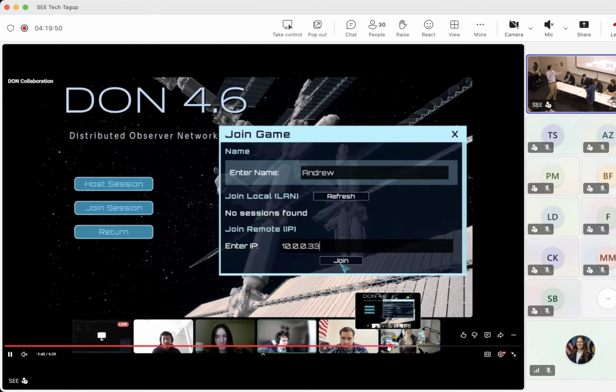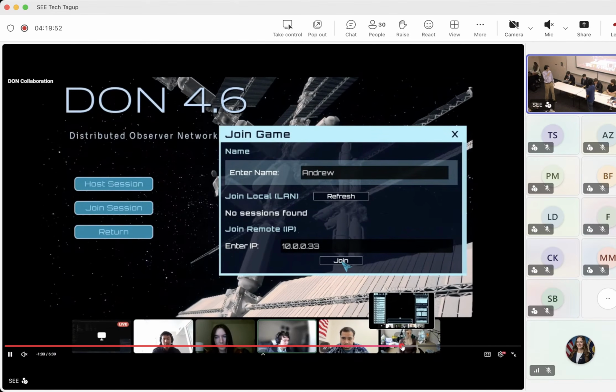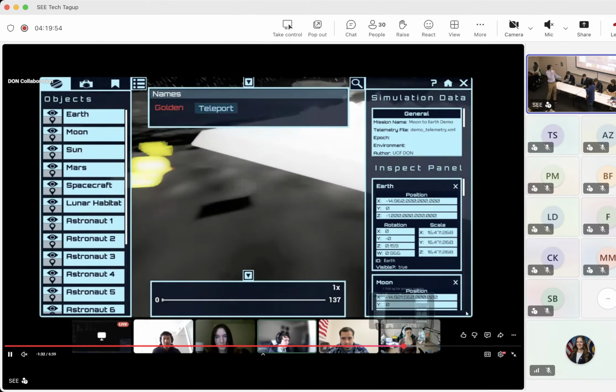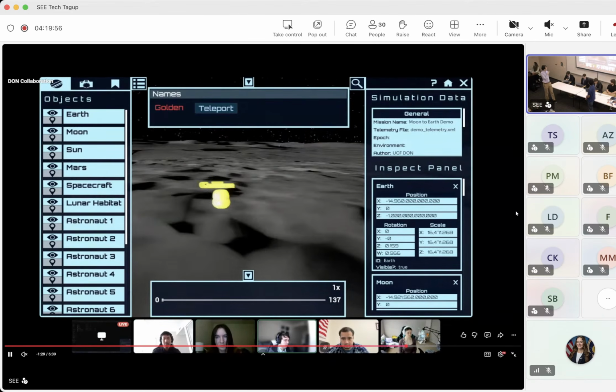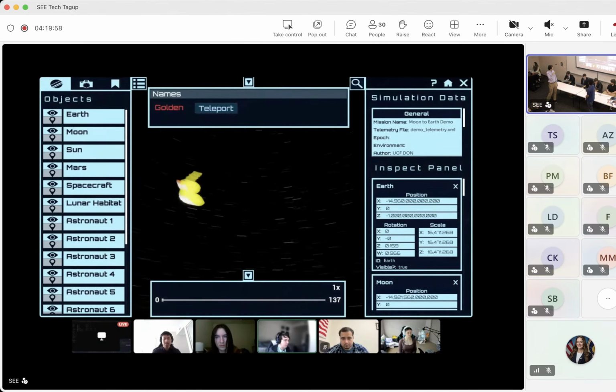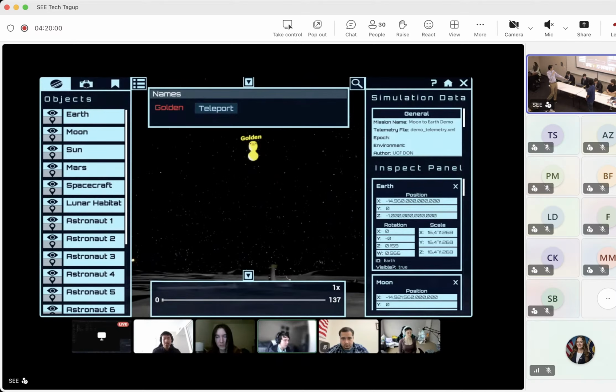So yeah, this is our join game, load game. But yeah, once you're in the simulation, you can see there's now another person there. And then those are also at the bottom.